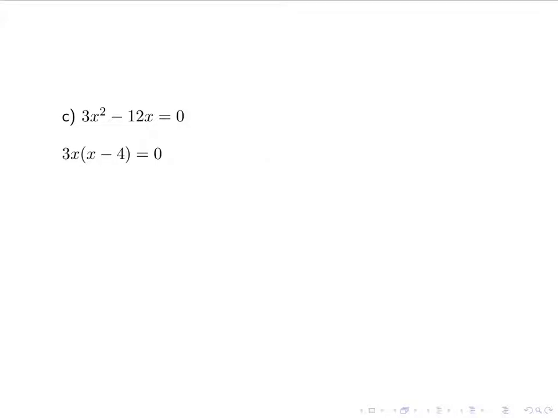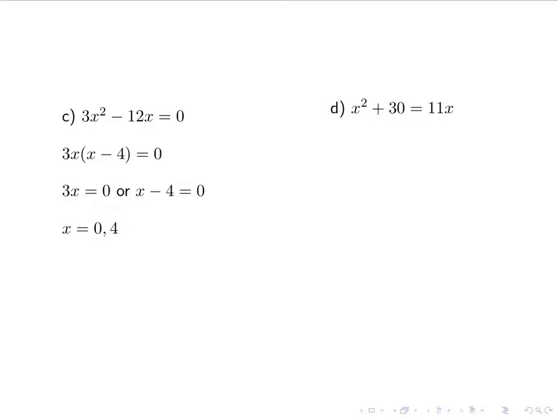Okay, so again, I have two things being multiplied. One of them has to be 0. So either 3x is 0 or x minus 4 is 0. If 3x is 0, then x must be 0. And if x minus 4 is 0, x must be 4. So again, here we have two different solutions.